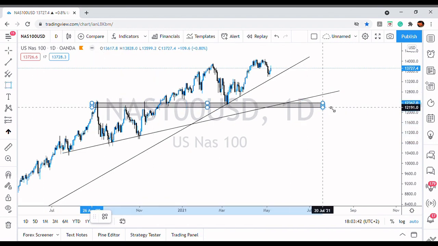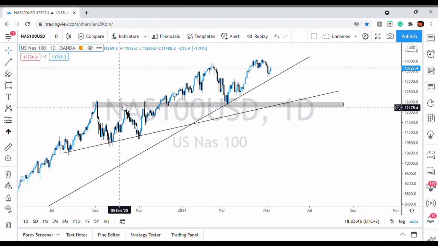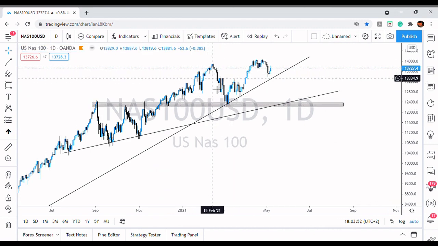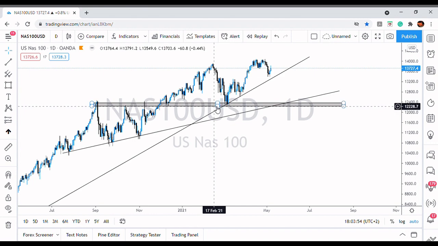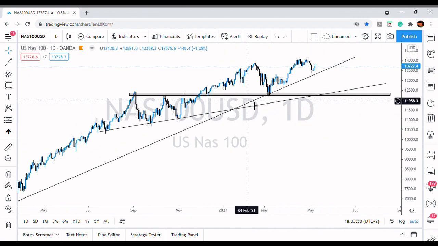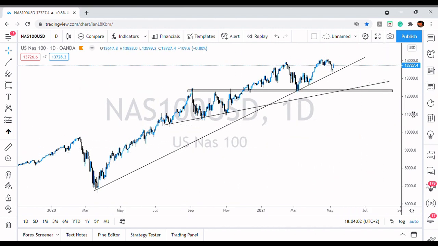This was a strong level also. You see, this was a strong level where the market failed, broke, retested, then another pullback. This was a strong pullback. If you check from there, 13.8 to 12.2, almost 2000 pips. So what else are we having on Nasdaq?